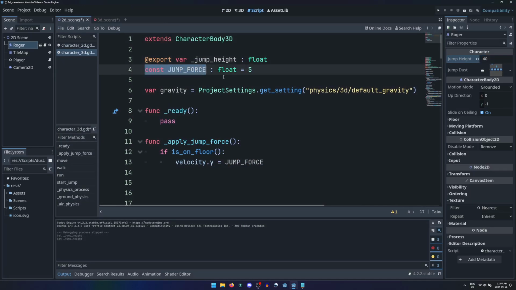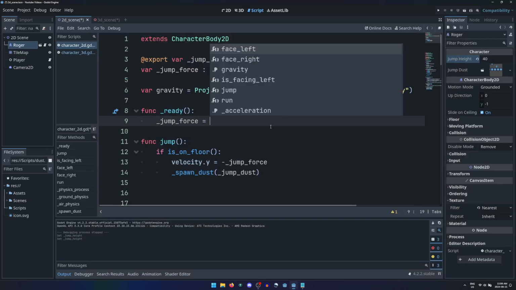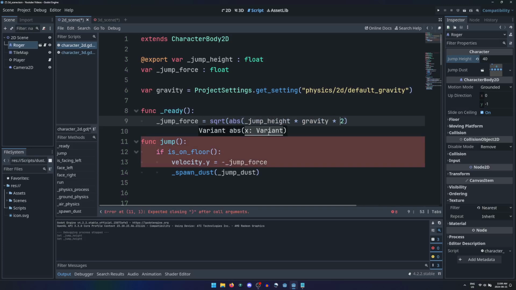Next, change the jump velocity from a constant to a private variable. Then in the ready function, we can calculate its value using a mathematical formula. Jump force equals the square root of jump height times gravity times 2. Remember that a square root can only be calculated on a positive number, so depending on how you define the force of gravity, you may want to use absolute value to force this to become positive.